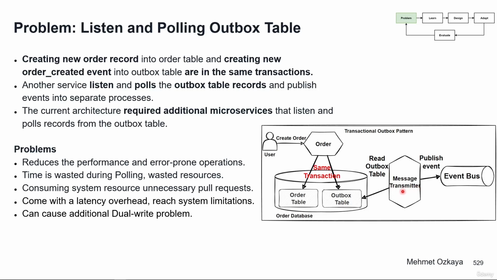And one more problem: polling causes an additional dual write problem, because this service polls the requests from the outbox table and after that publishes the events to the event bus. So these read-database and publish-event operations can cause the dual write problem that we saw in the previous videos. So this will lead to the dual write problem again.